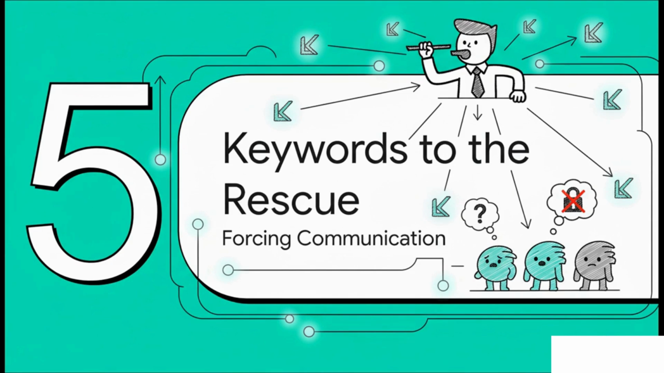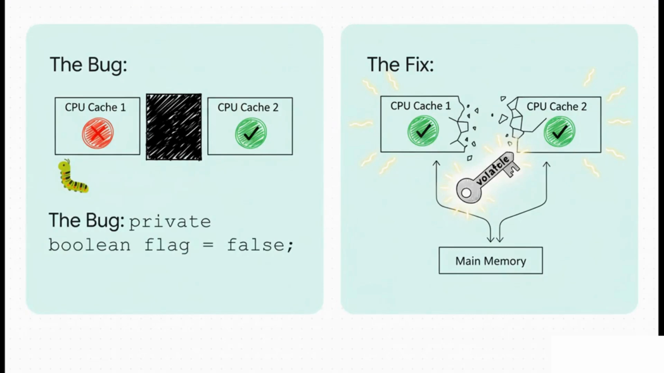How on earth do we fix this? Well, thankfully, Java gives us some special keywords that act like traffic cops, forcing our threads to communicate properly. And for this particular nightmare, the solution is, believe it or not, almost laughably simple. All we have to do is add one single keyword, volatile, to our flag's declaration, and the problem completely disappears.